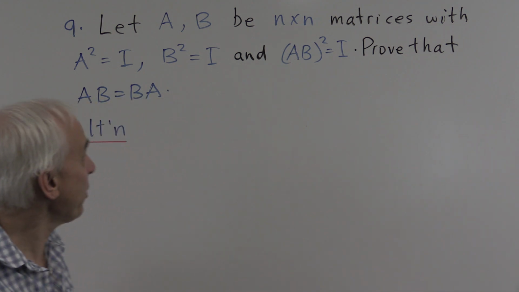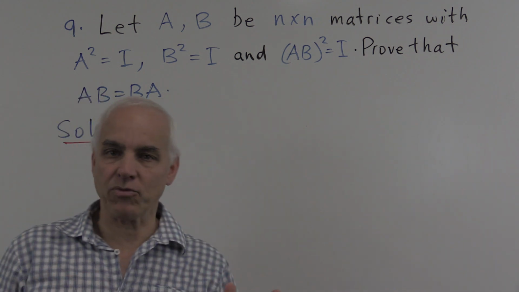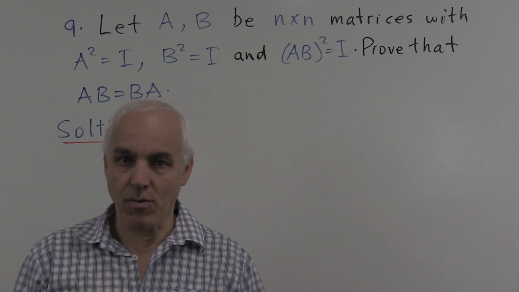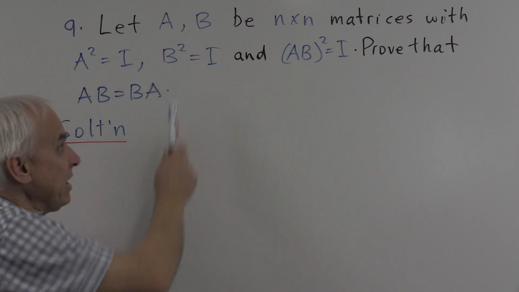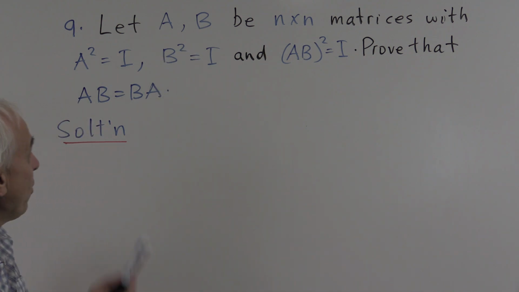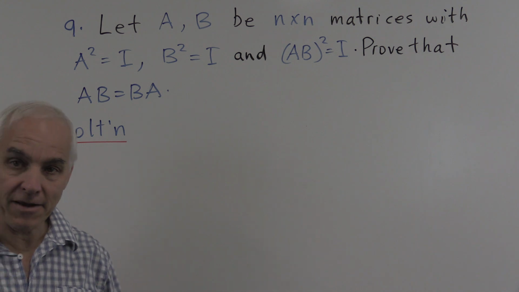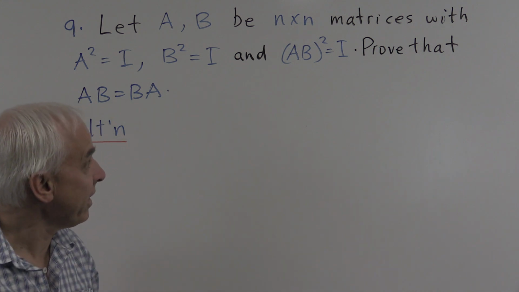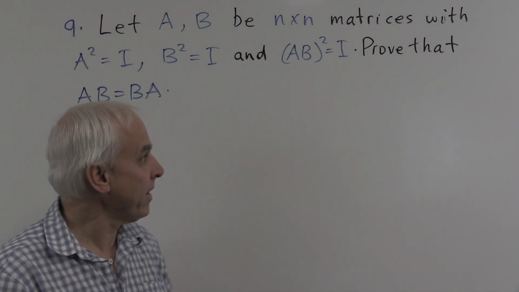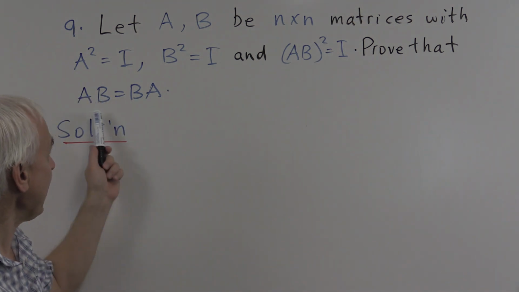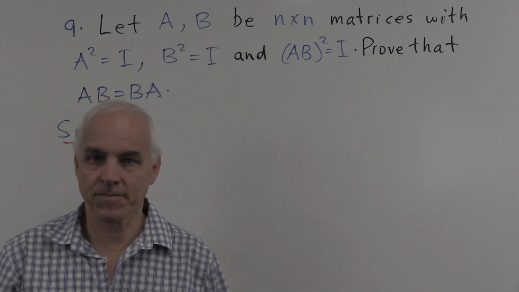And in this problem, we are looking at a rather abstract problem involving arithmetic with n by n matrices. So the question is, let A and B be n by n matrices with A squared equals the identity, B squared equals the identity, and (AB) all squared is the identity. Then we are to prove that AB equals BA.